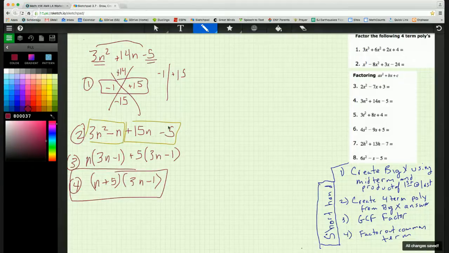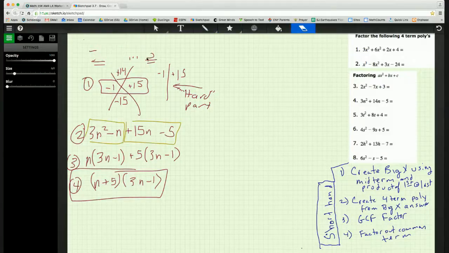Done. Okay, see how easy this is? This is really the hard part, if that's hard at all. We're getting pretty good at this big X stuff and finding two numbers that add to a certain number and multiply to a certain number. And then everything else, you just write it down pretty much. All right.